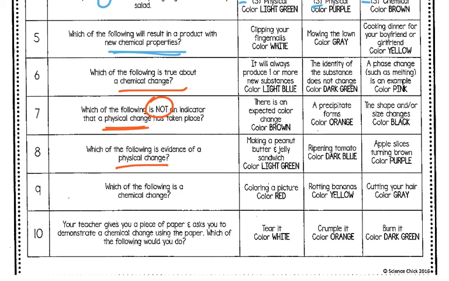Number 9, which of the following is a chemical change? Coloring a picture, rotting bananas, or cutting your hair? Which one's a chemical change? And then number 10, your teacher gives you a piece of paper and asks you to demonstrate a chemical change using the paper. Which of the following would you do? Tear it, crumple it, or burn it?